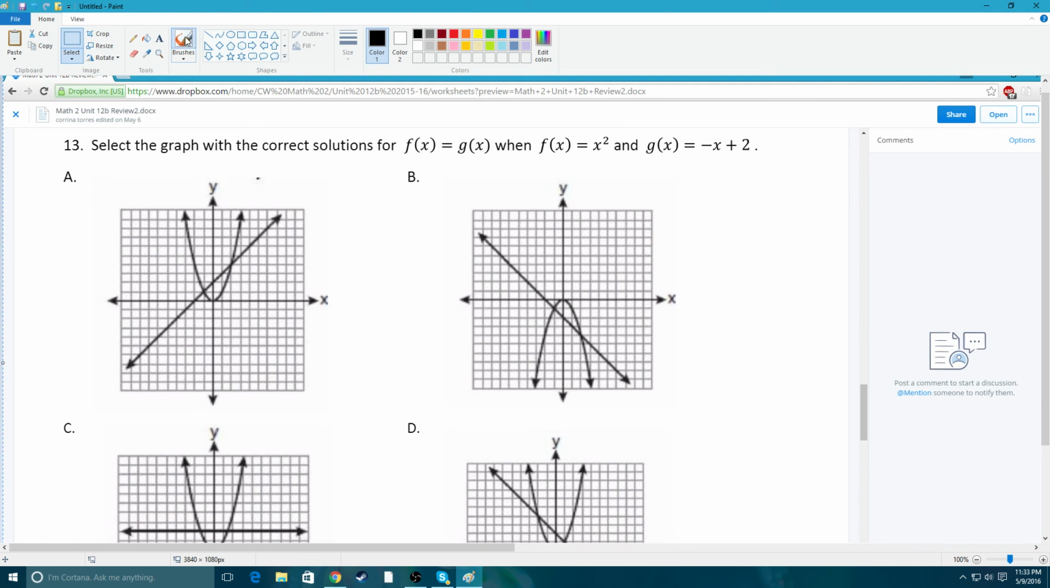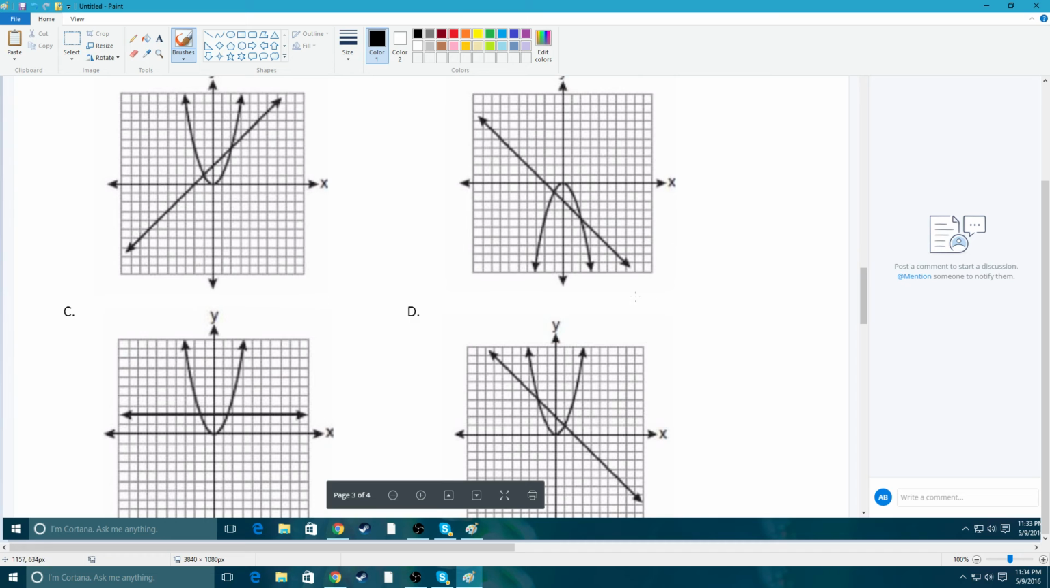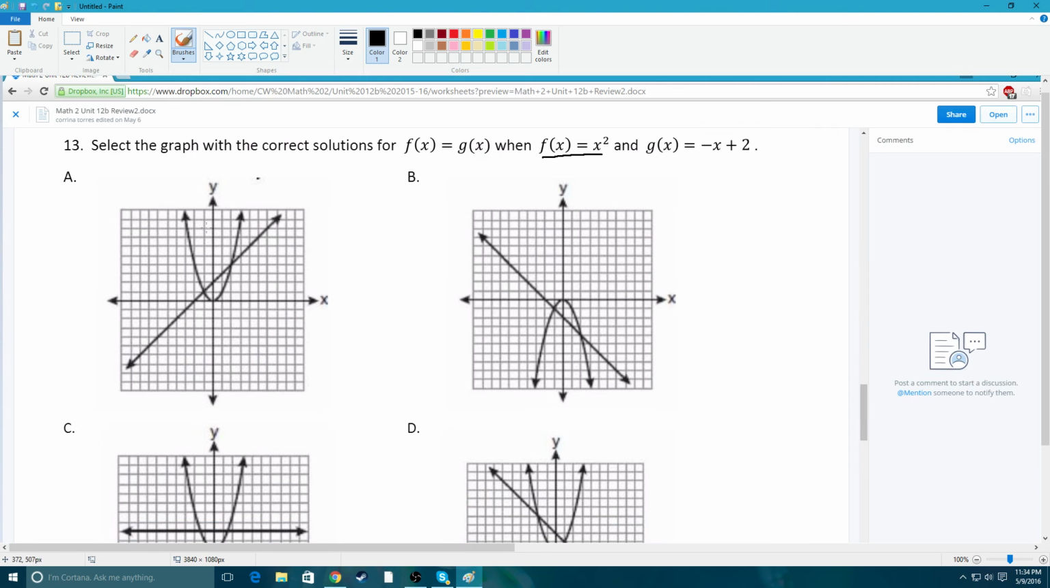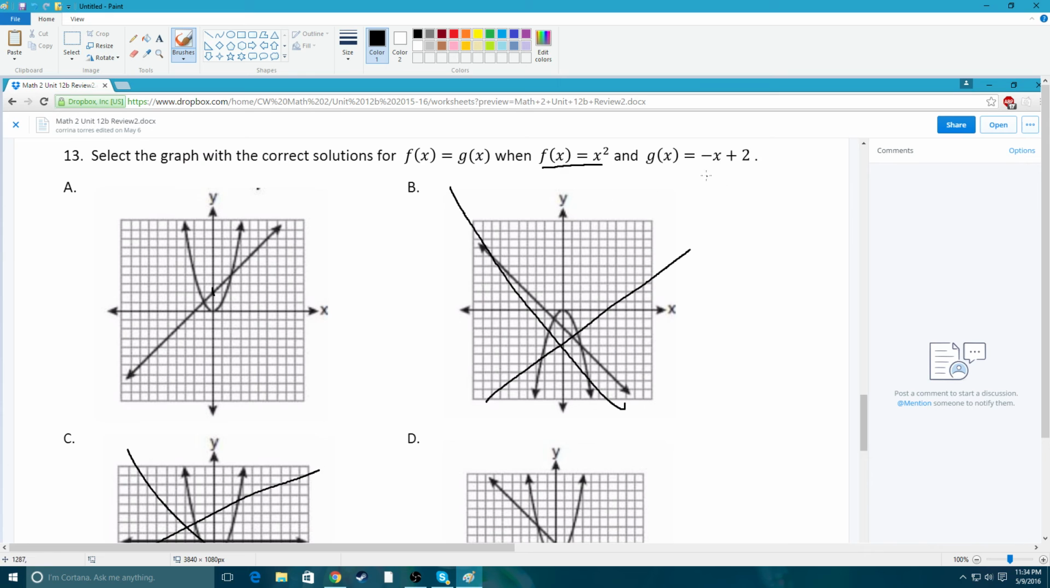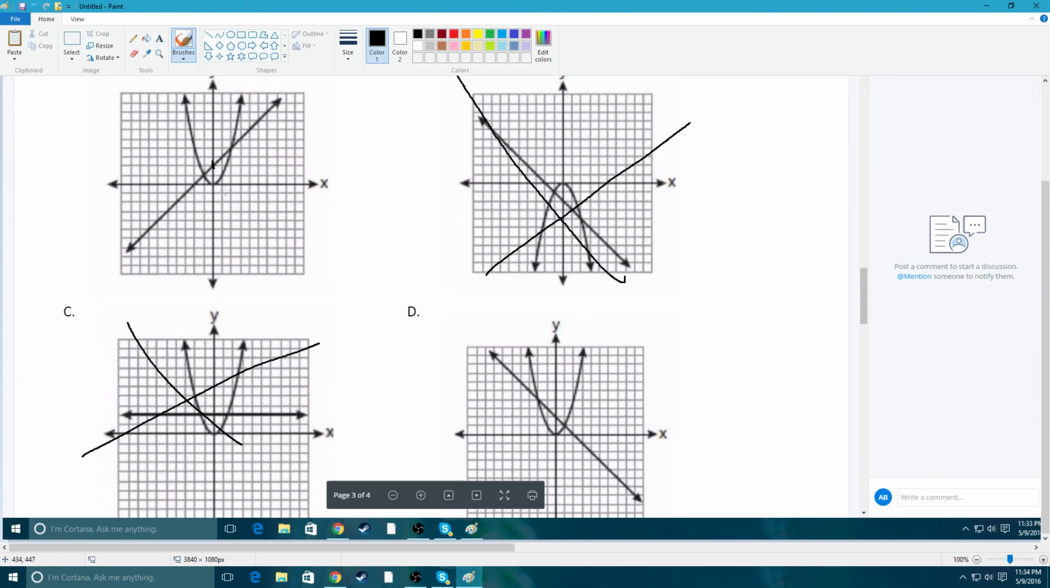Alright. So select the graph that matches this. So basically, you just got to know the graph of f of x equals x squared. That's a positive function. So we know right away it can't be b. Okay, can't be this one. And then negative x plus 2. So it has to go through the y-axis at 2. Okay, but it has a slope, so it can't be c. And since this slope right here is a negative slope, it should be going down. So your answer is going to be D.